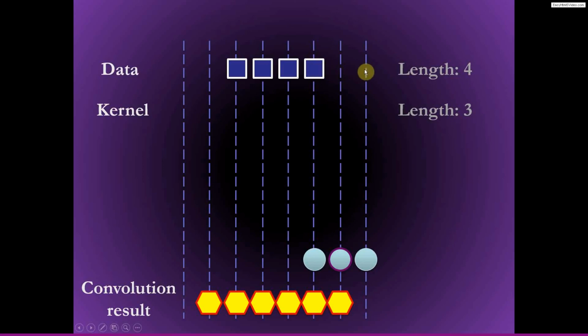And now look what's happened. The data are length 4, the kernel is length 3, and the result of convolution is length 1, 2, 3, 4, 5, 6, which happens to be the length of the data plus the length of the kernel -1. So I hope this is clear why the length of the result of convolution ends up being n plus m, or as we typically say, n plus m -1.